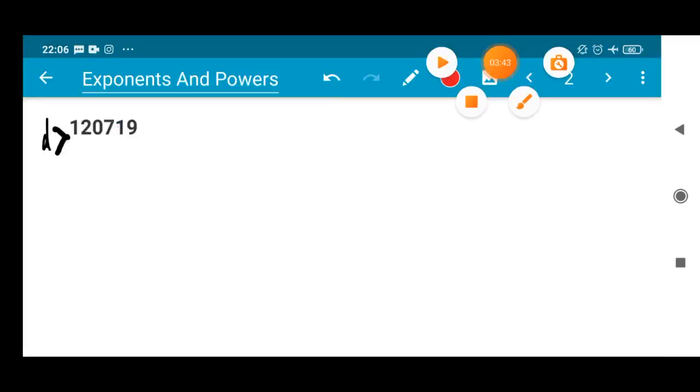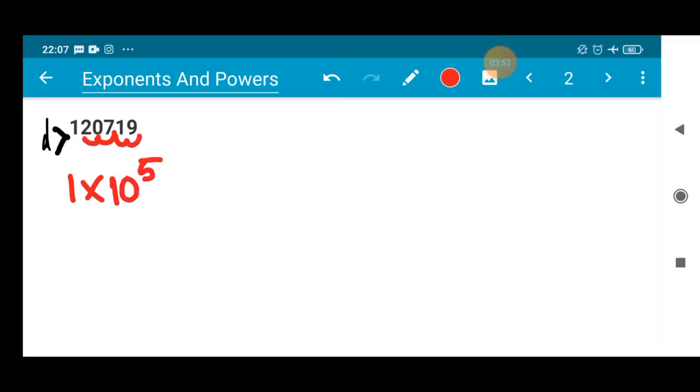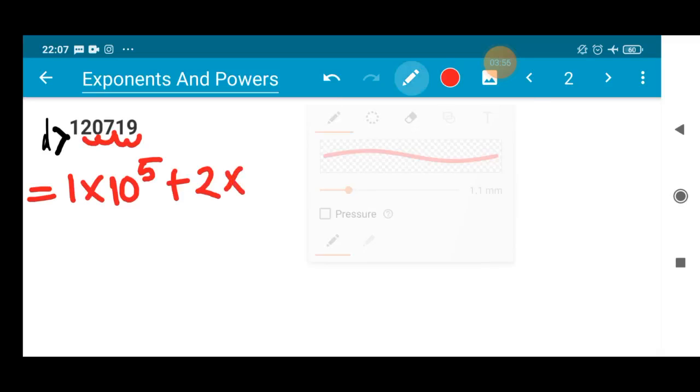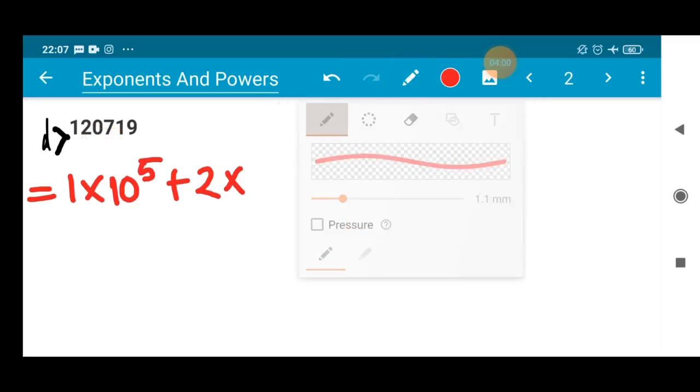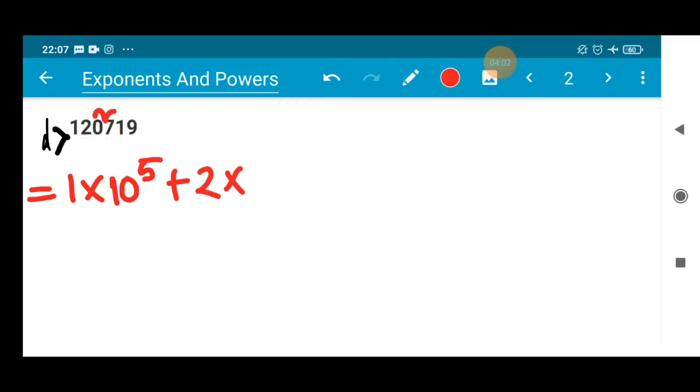Okay, proceeding to part D. 120719. 1 into, after 1 how many digits are there? 1 2 3 4 5, so 10 to the power 5, plus 2 into, how many digits are there after 2? After 2 we have 1 2 3 4, so 10 to the power 4 should be written, plus 0 into 10 cube. If you count it, after 0 you will find 3 digits.